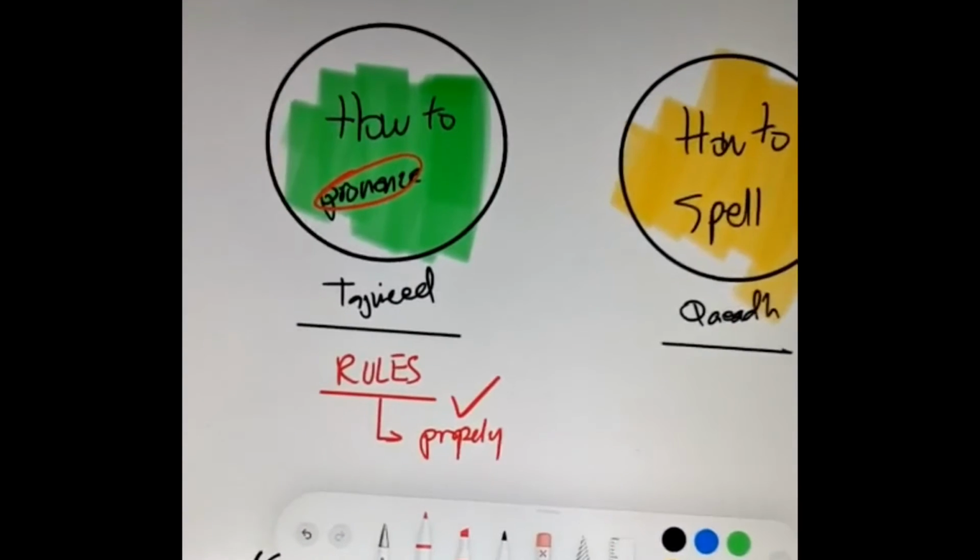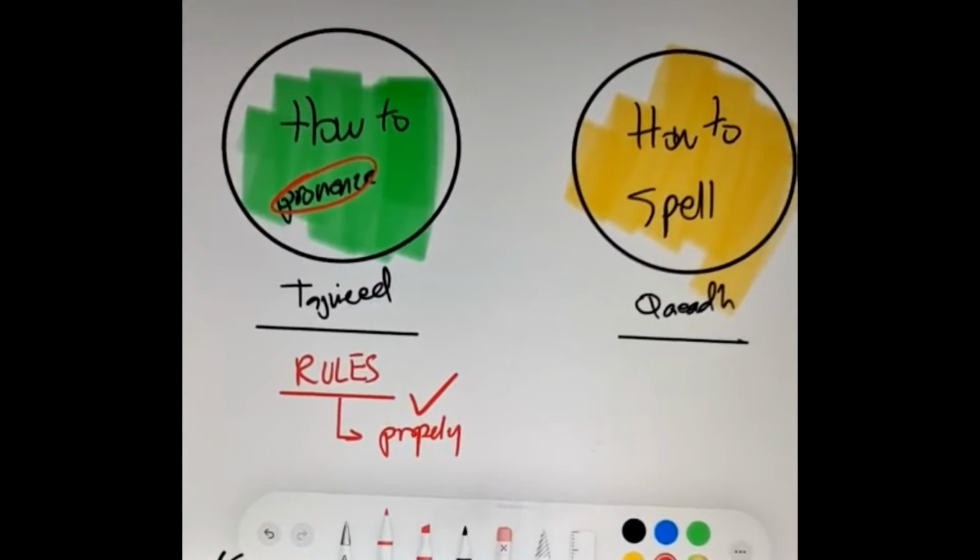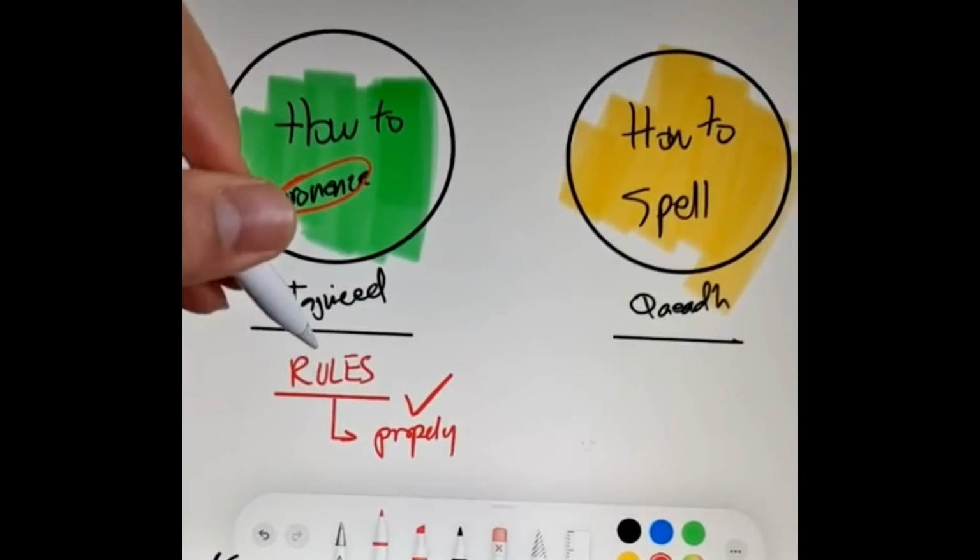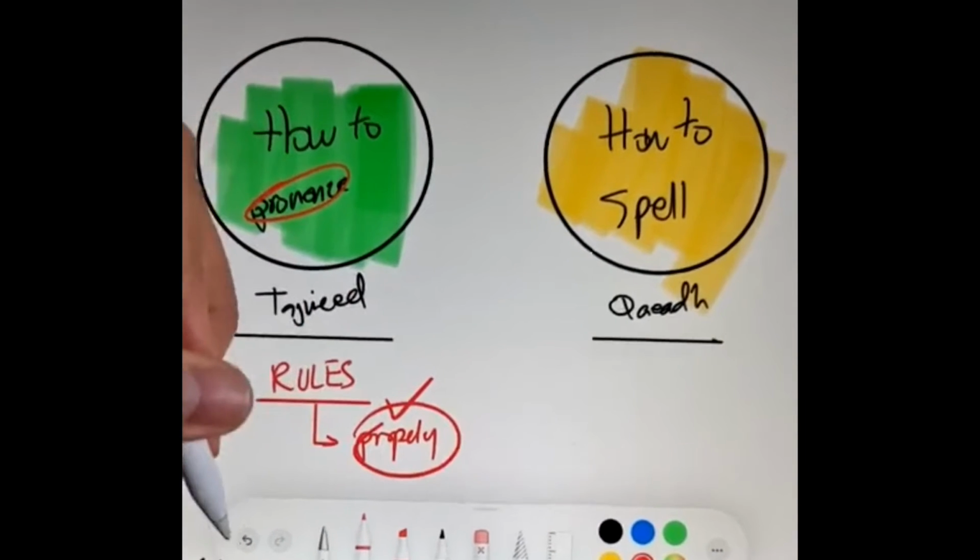Okay, we learn Tajweed so you can learn rules, and by following these rules, you read Qur'an properly, which is the aim.